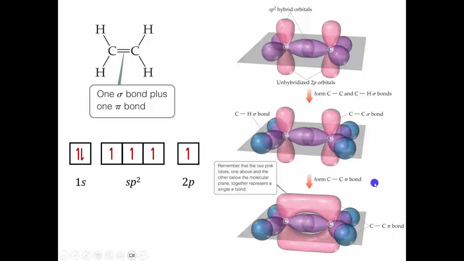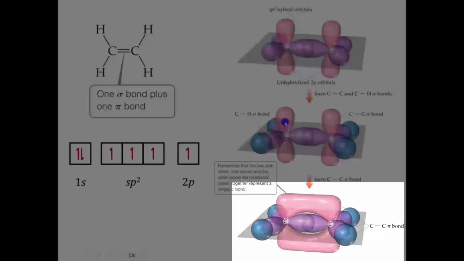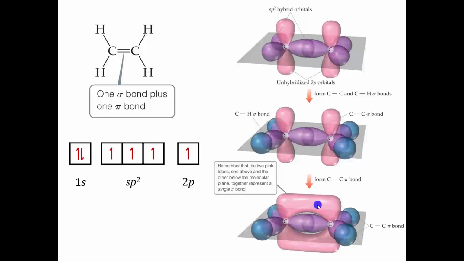And then finally, in the lower image, we see how if we allow these 2p orbitals that are perpendicular to the rest of the molecule to overlap, we can get our pi bond. And that pi bond is what gives us a double bond between carbon atoms.